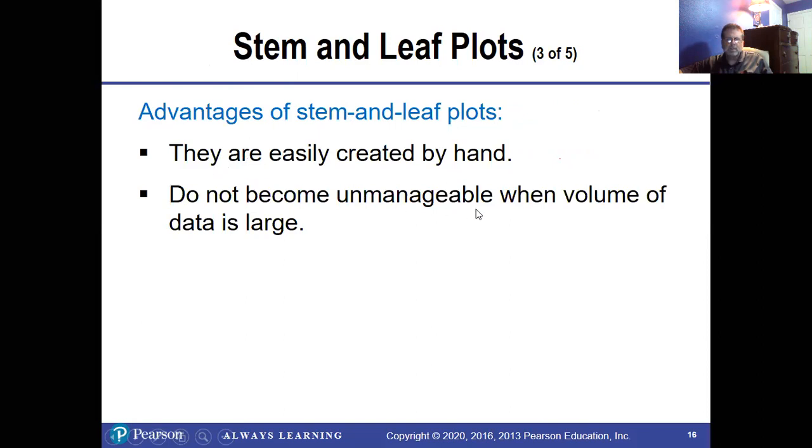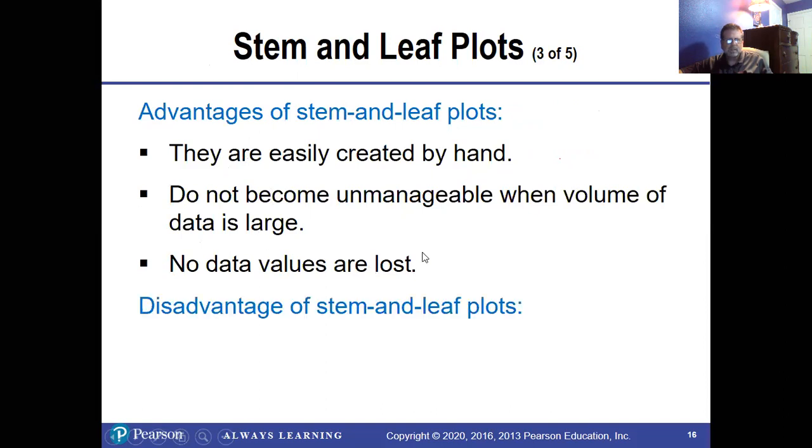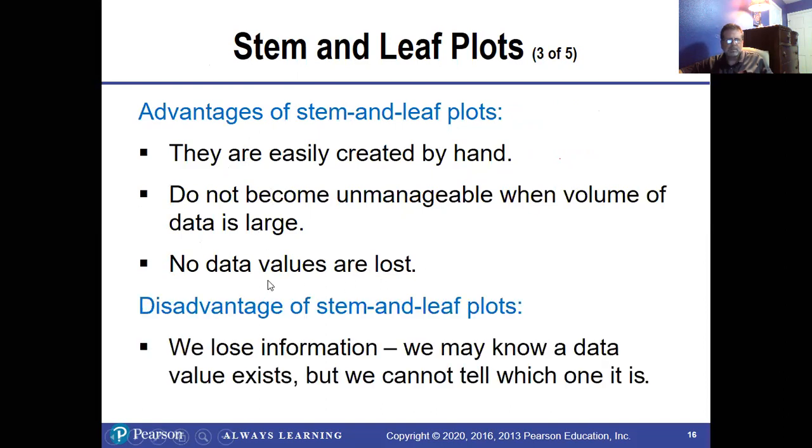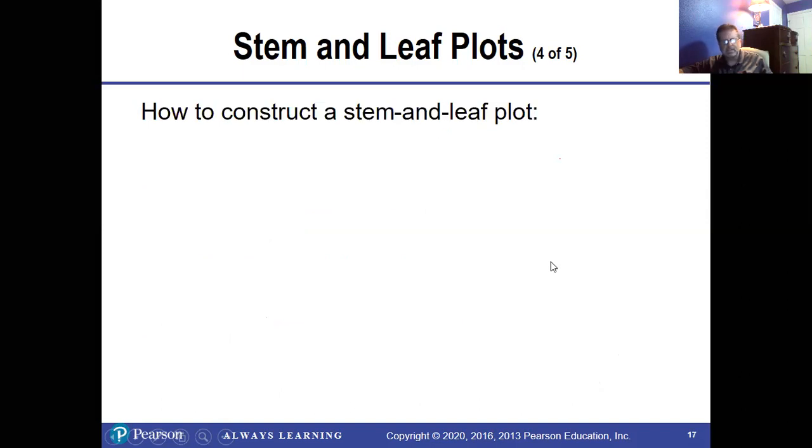They do not become unmanageable when the volume of data is larger. It can get large, leave them big, it's kind of tough. No data values are lost, which is good. Disadvantage, we lose information. We may know a data value exists, but we cannot tell which one it is. I've never had that problem, but they say it does.